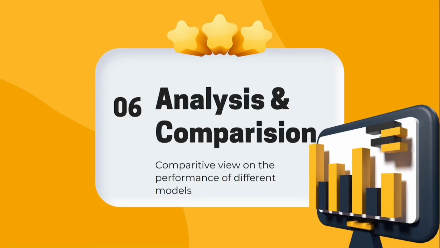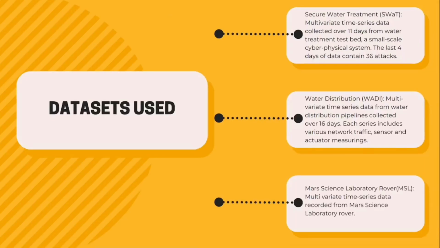Moving on to the analysis and comparison section. In this section, we are going to compare different kinds of models based on their accuracies and the other evaluation metrics. So before moving on to the actual comparison, let's discuss what datasets we have used for this comparison. So the dataset that we are going to see is the SWAT dataset, which is secure water treatment.